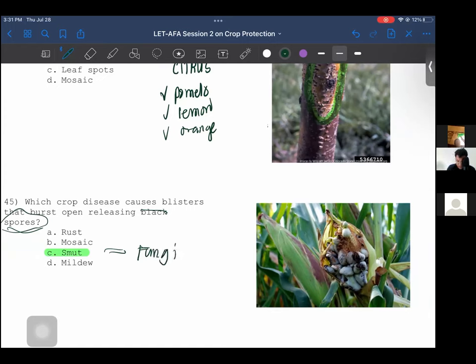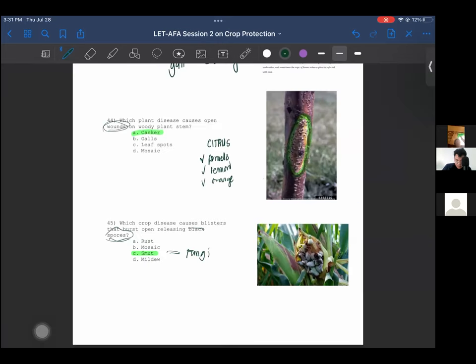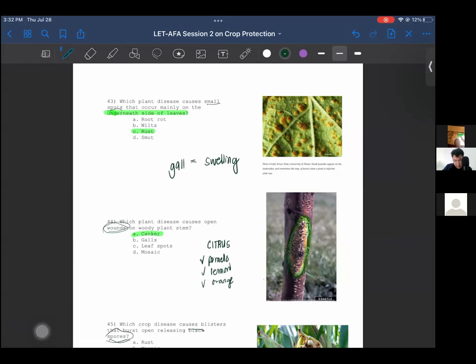So again, ulitin na naman natin, review na naman tayo. Small spots underneath of the leaves, rust. Kapag swelling, gall. Kapag wounds, canker. Kapag black spores o kaya blisters, smut.